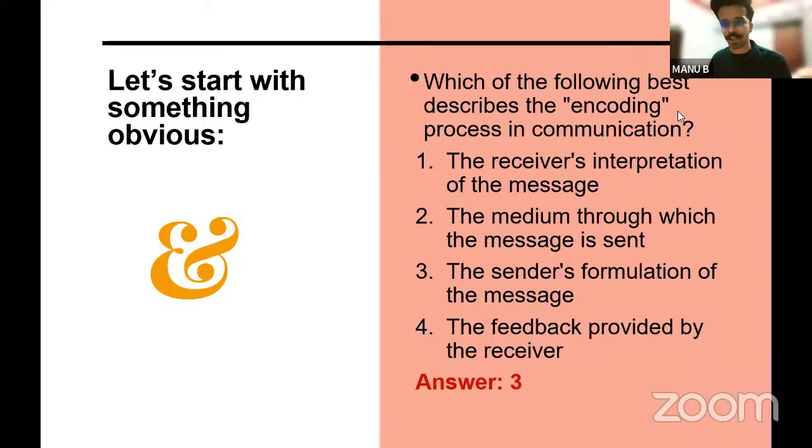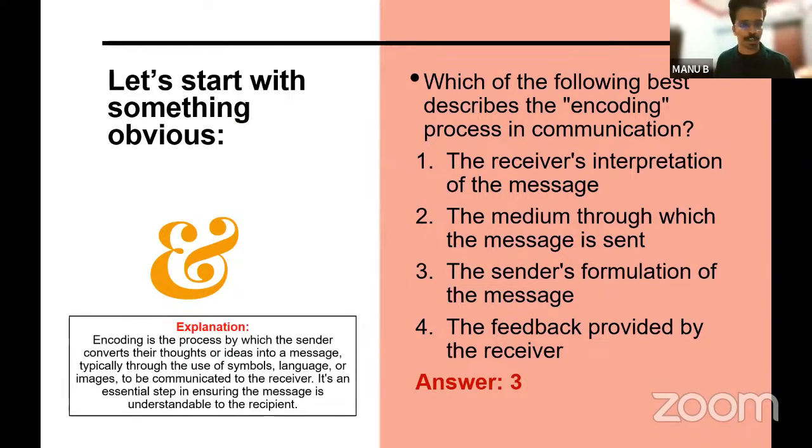Okay. So it says that encoding means the sender's formulation of the message. If you don't have an idea about this term called encoding, I have added the explanation here. The process by which a sender converts their thoughts into a message. Technically, formulating that message is called encoding. Then they send the message. That's why a sender is also called an encoder.